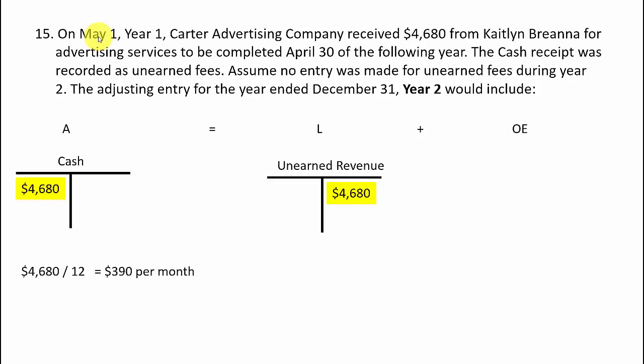Most companies only make adjusting entries for financial statement purposes at the end of each year. So $46.80 was the total amount we received. This is for a 1-year advertising service. So every month that goes by, we are earning some of this unearned revenue. We're earning $390 a month. So how much did we earn from May the 1st to the end of the first year? How many months have gone by? Well, 8 months have gone by, and we've earned a total of 8 times $390, or $31.20.